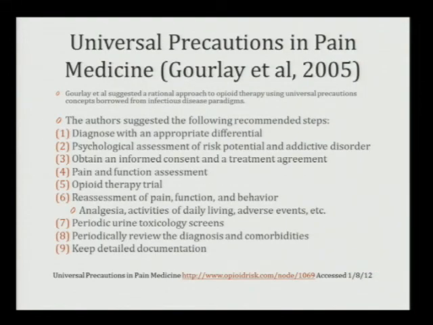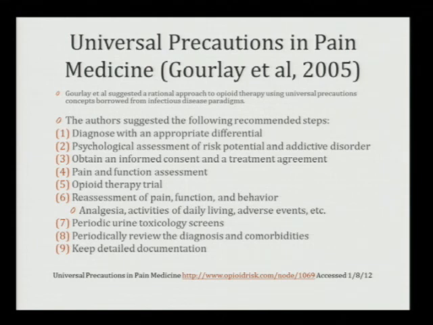I always try to make sure that the things I do in my practice I can explain to 12 people, and part of that involves using the universal precautions for pain medicine. This was described by Gourlay in 2005, where they try to take principles from infectious disease and apply an orderly approach to addressing pain patients. And part of that is to come up with an appropriate differential, like the previous speakers have said, do a psychosocial assessment, talk about function, a trial of opiates.